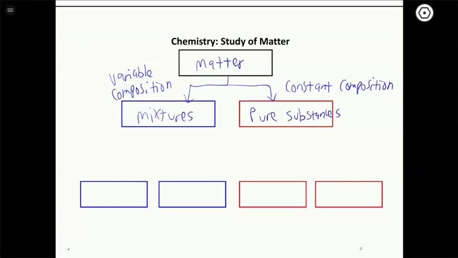Now within each of these categories, mixtures and pure substances, we have additional subclassifications that we're going to talk a lot about in this course. So there are 2 types of pure substances, and we will talk a lot about both of these, especially early on. We'll get right into them. So one are called elements.